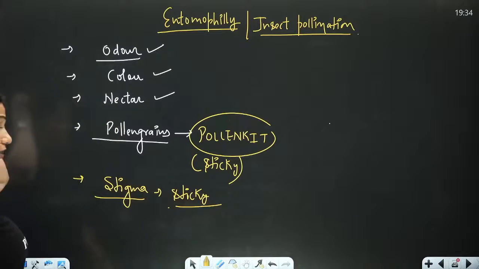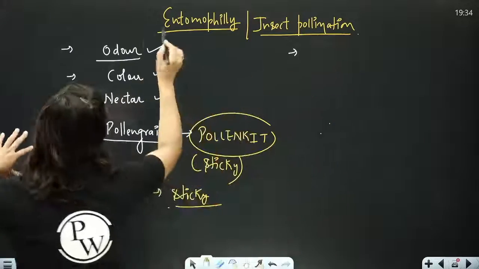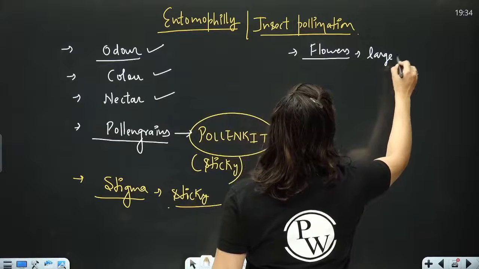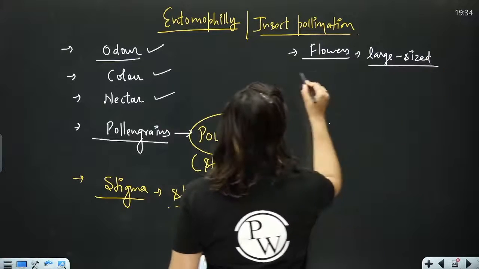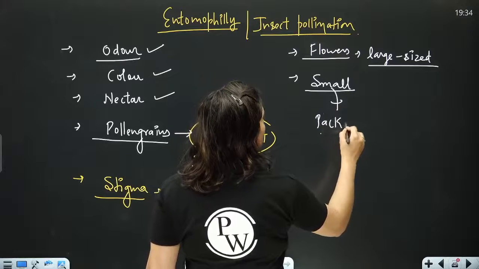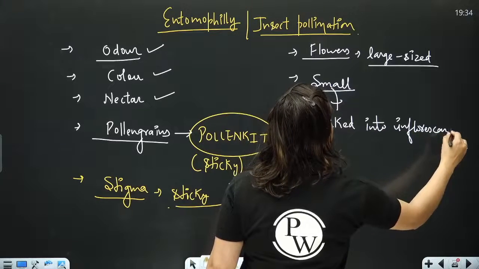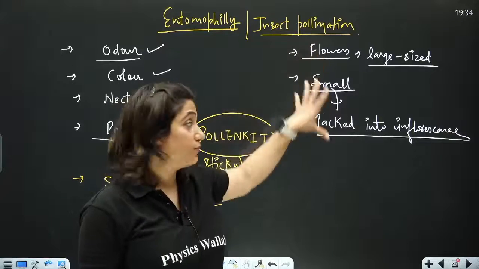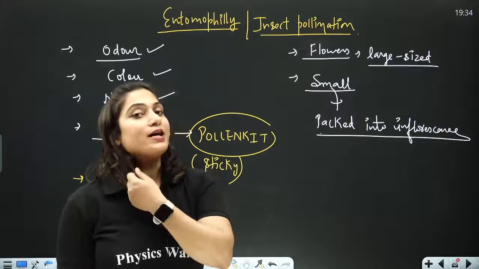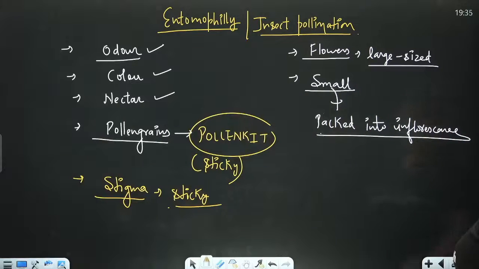Okay, so these are the characteristics. Generally, insect pollinated flowers are large sized with bright color to attract the insect. But if the flowers are small, then they will be packed into inflorescence so that they can easily be conspicuous or visible to the insect. Okay, so these are the features of insect pollinated flowers.